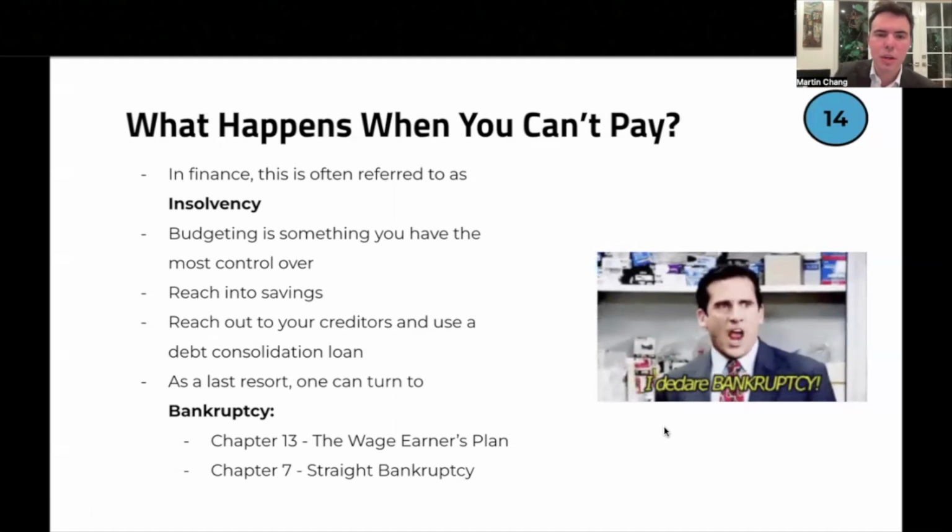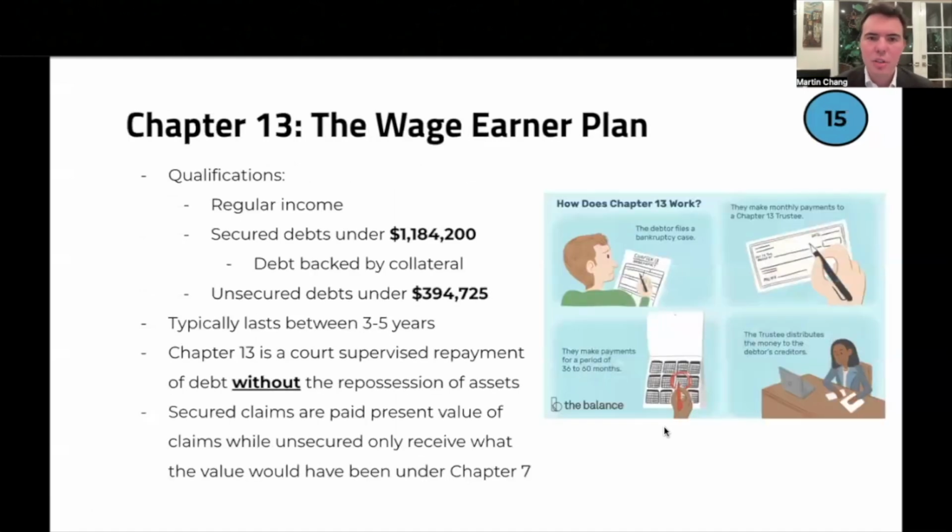So there's two types of bankruptcy. The first one we're going to be talking about is Chapter 13. It's the wage earner plan. The qualifications for this are that you need regular income and secured debts under, as of 2024, $1,184,200. Secured debts are debts backed by collateral, and unsecured debts are the opposite. They're not backed by anything, just around $395,000. This is a process that typically lasts 3 to 5 years, and it's court supervised, and there's no repossession of your assets. There's essentially just a schedule and a plan put in place to repay whatever debts you can.